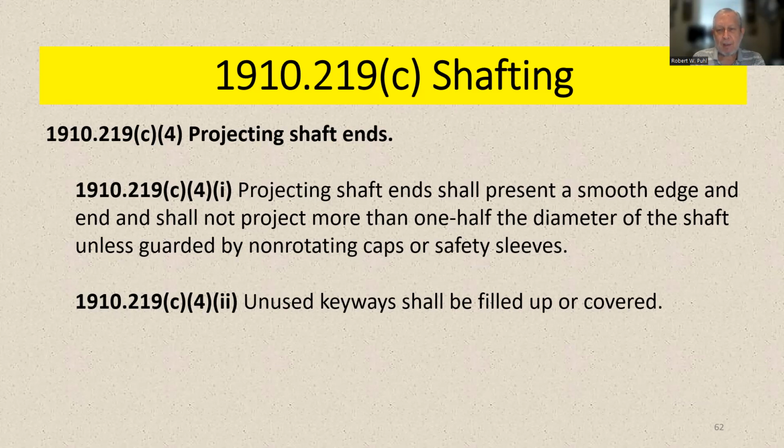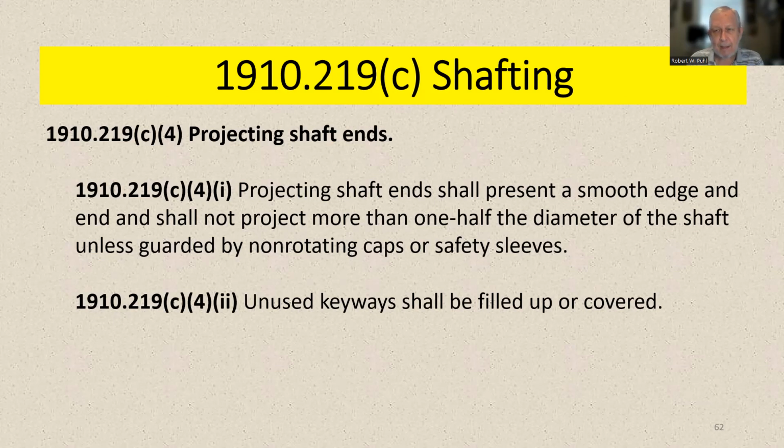Projecting shaft ends shall present a smooth edge and end and shall not project more than 1/2 the diameter of the shaft unless guarded by non-rotating caps. The caps the sleeve. So if you have a 2 inch shaft, it can't project more than 1/2 inch if it's smooth. Unused keyway shall be filled up or covered.